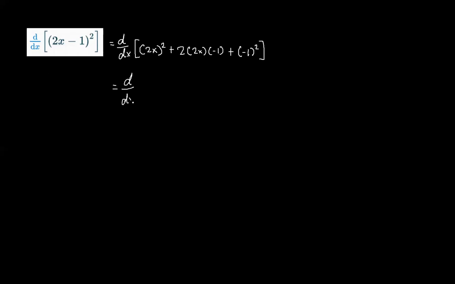Okay, so here, the square of 2x will give you 4x squared. Then for this one, the second term, just multiply them thoroughly. So 2 times 2x, 4x, times negative 1 will give you exactly negative 4x. And lastly, for the third term, the square of negative 1 will give you positive 1. Because the square of negative 1 is basically positive 1.